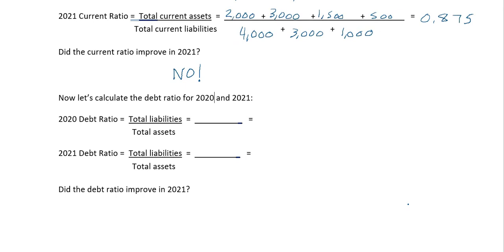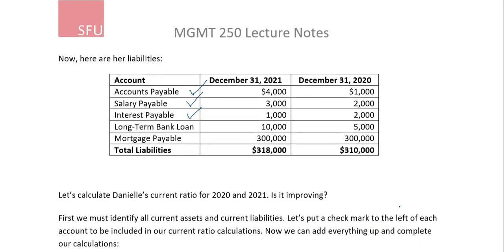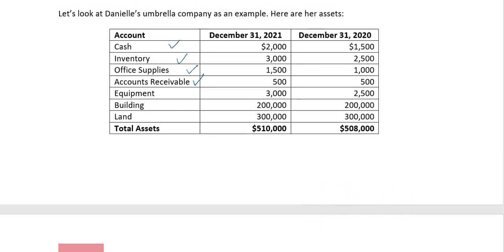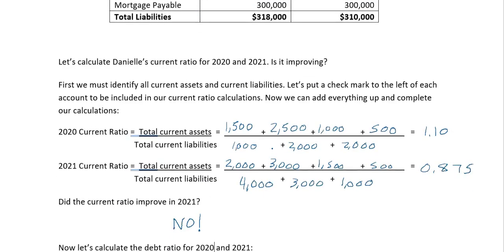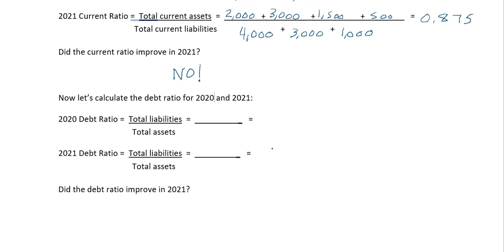Now let's look at the debt ratio. So I'm going to scroll back up here for a little bit so you can see where these numbers come from. Total assets are just the sums at the bottom here. So everything's been added up for you. It's going to be 508,000 for 2020, 510,000 for 2021. The liability numbers also come from the bottom. These are summed up at the bottom, 310,000 for 2020 and 318,000 for 2021. So let's just plug those numbers in and see what happens.